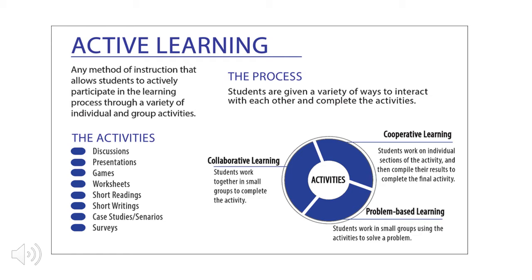In collaborative learning, the students work together in a small group to complete the activities. In cooperative learning, students work on individual sections of the activity and then compile the results to complete the final activity. Collaborative learning is totally different from cooperative learning. Cooperative learning is where everybody learns on their own, and after that they cooperate to form a final report of the assignment. But collaborative learning is where they work together. They have to discuss in the group. If they swim, they swim together. If they lose, they lose together.